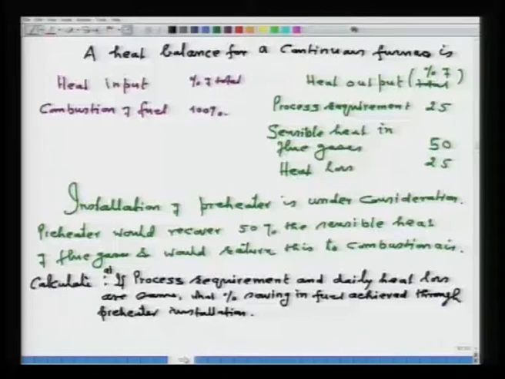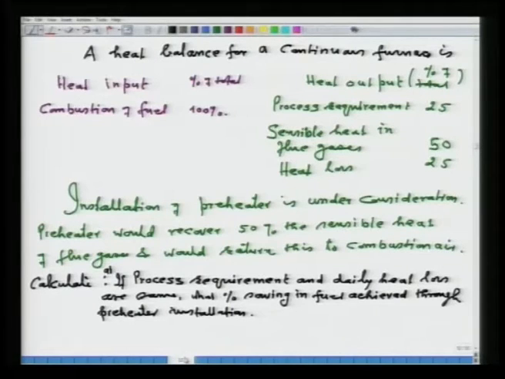Can you convince me what advantage I am going to get in my company by installing a preheater? So, here is the problem. He has simply given you the heat balance of a continuous furnace. He has told you that the heat input comes solely from combustion of the fuel, that is, 100% of the total heat is supplied by combustion of the fuel.